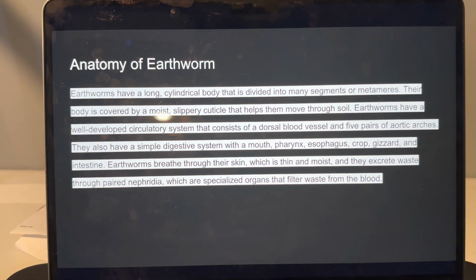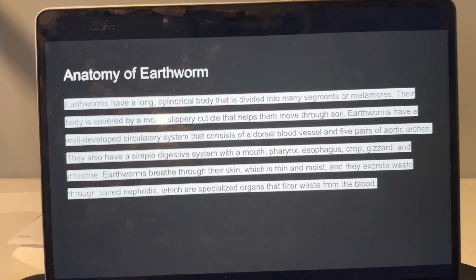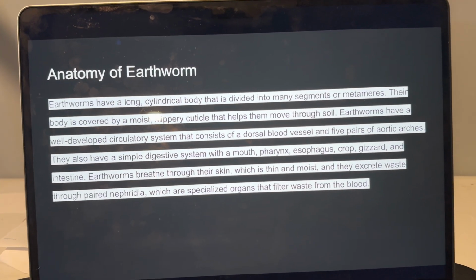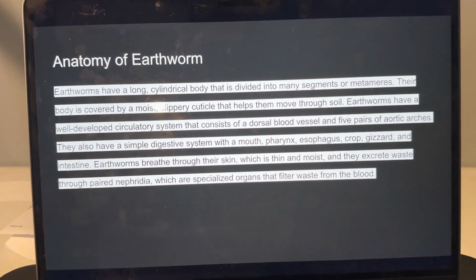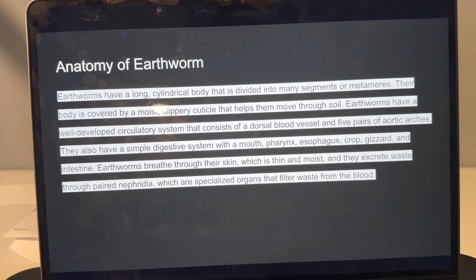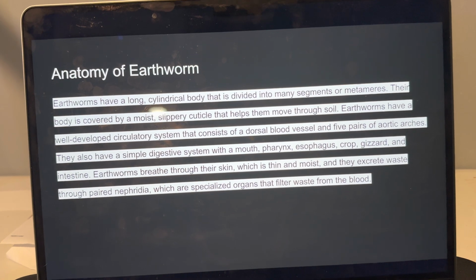Anatomy of an earthworm. Earthworms have a long, cylindrical body that is divided into many segments, or metameres. Their body is covered by a moist, thin cuticle that helps them move through soil.